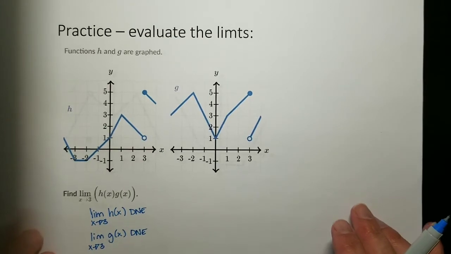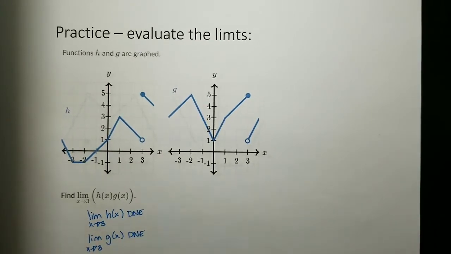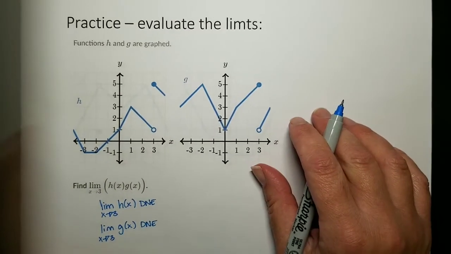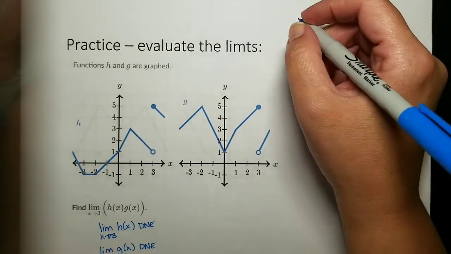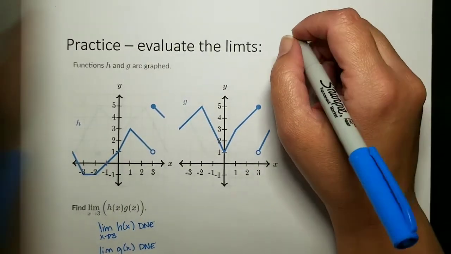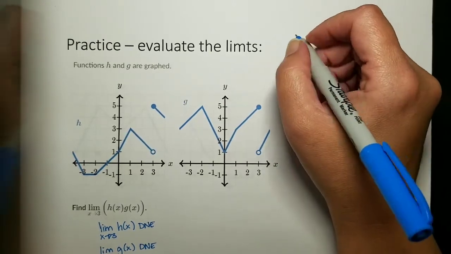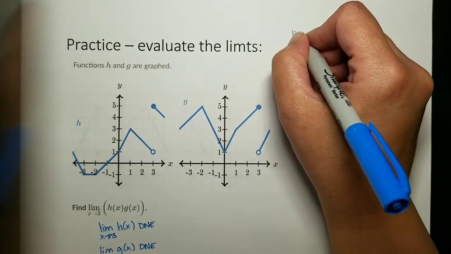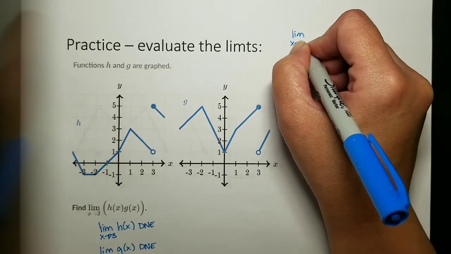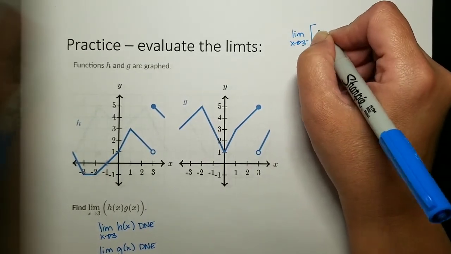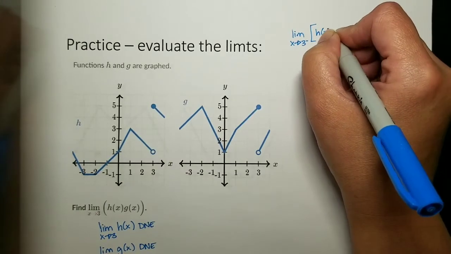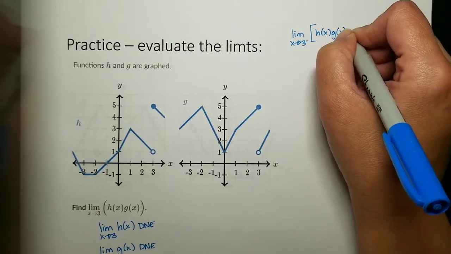So we're going to do that same thing with the two-sided limits. I'm going to look at the limit of the product of those two individually from each side. So I'm going to take the limit as x approaches 3 from the left of the product of h at x times g at x.